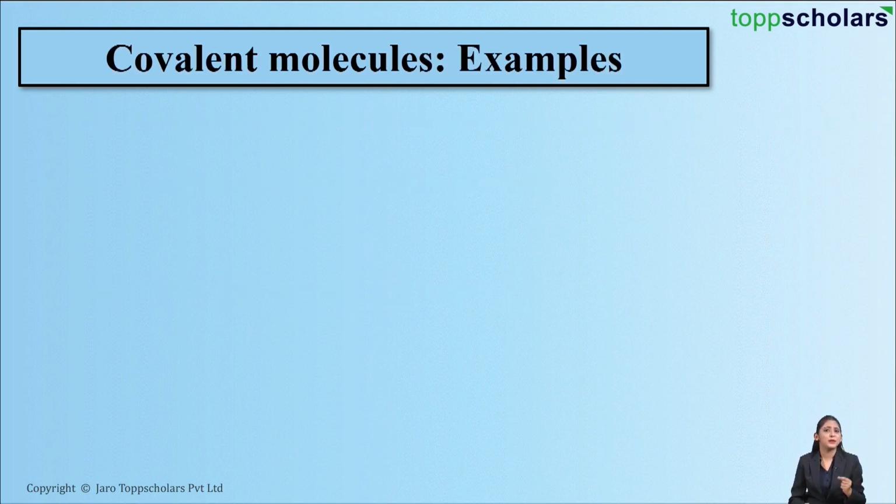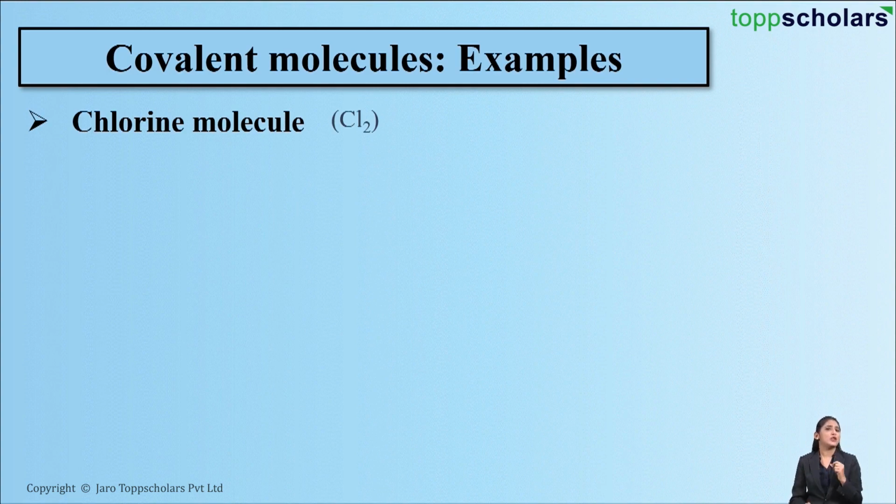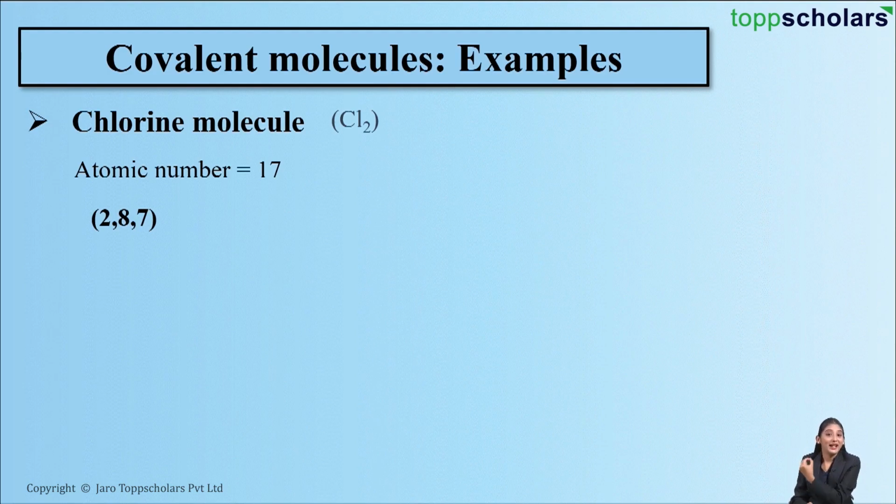Let's take some more examples to understand the formation of covalent molecules, right? So the next one we have is the chlorine molecule, that is Cl2. What is the atomic number of chlorine, friends? 17 exactly. So its electronic configuration will be 2, 8, 7. So as you can see, chlorine has 7 electrons in its outermost orbit, right? That is, it has 7 valence electrons. So in order to become stable, chlorine needs 1 more electron, right? Which means that if chlorine gets this 1 more electron, it will have electronic configuration 2, 8, 8, which is the electronic configuration of the nearest inert gas, that is argon.